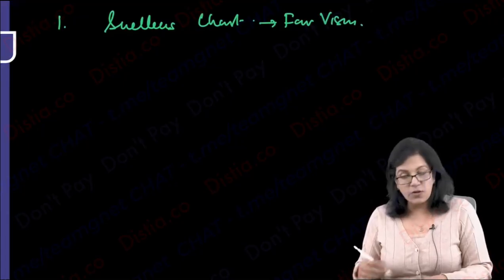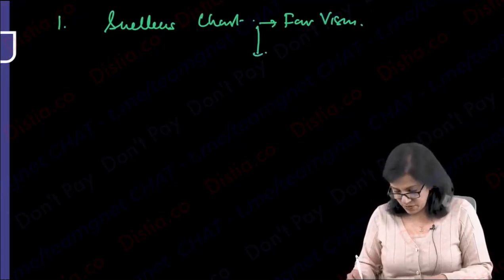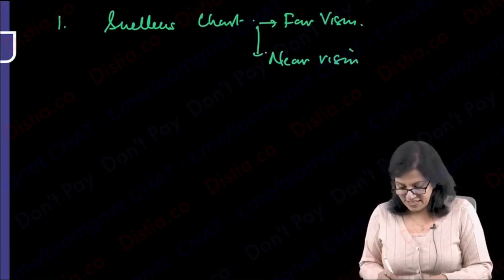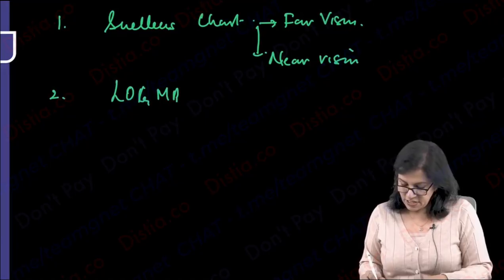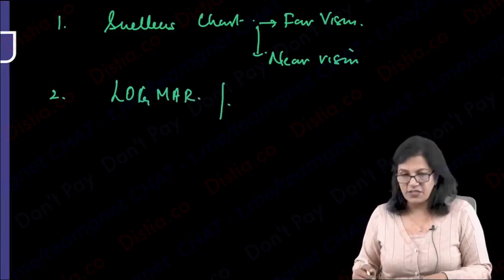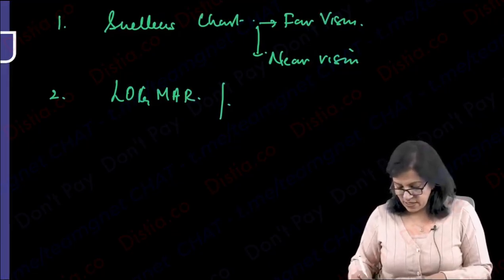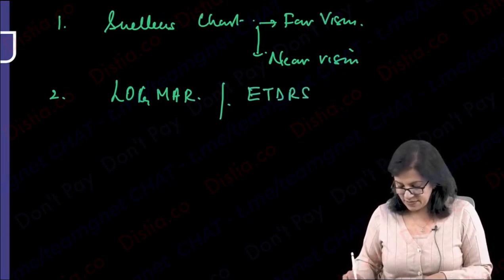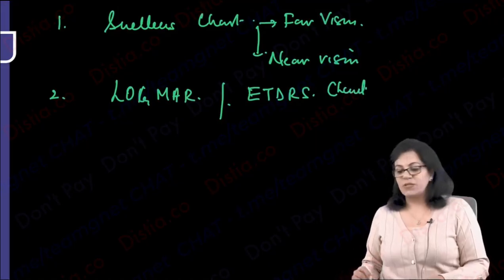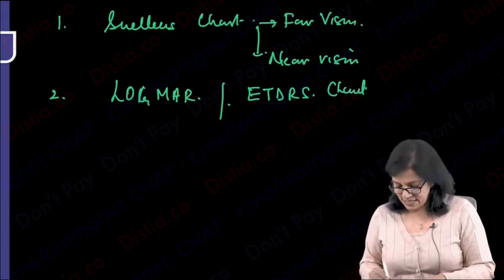And Snellen's can also be for the near vision, both. So if you want to write here, you can write near vision, but I'll just be mentioning the near vision charts. And secondly, we have to know what is the logMAR chart. This is another chart which can be used. LogMAR, we generally take in log units, and the logMAR chart is also called the ETDRS chart. Okay? So this is your logMAR or ETDRS chart.